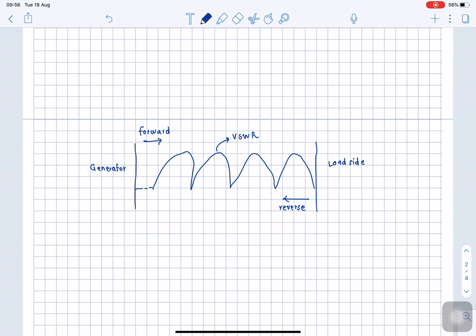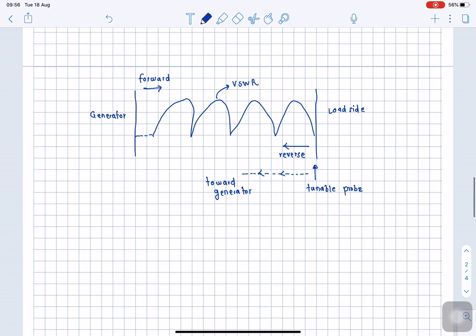So how to measure the minimum voltage? Here we are going to put the probe at the load side. So here we are going to place that tunable probe, and this tunable probe we are going to move towards the generator in this way. I am telling you the actual procedure of how we do it in a practical. And this tunable probe is connected to either a CRO or a VSWR meter.